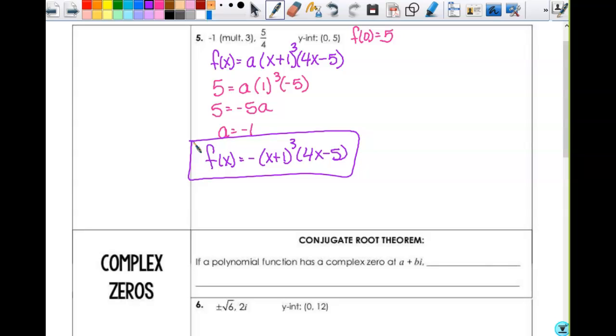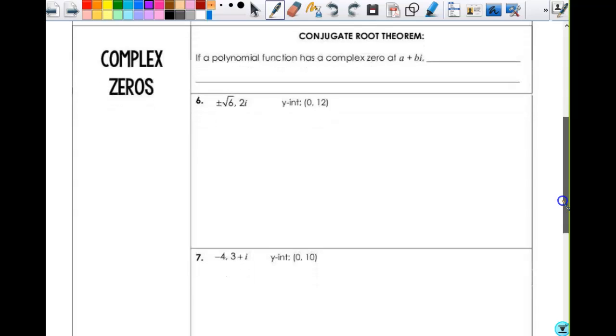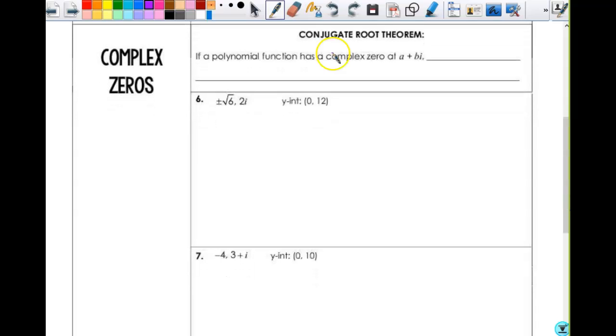Awesome. All right, so let's talk about our complex zeros. So we have the conjugate root theorem. Conjugate should not be a new word for you. If a polynomial function has a complex zero at a plus bi, where b does not equal 0, which basically means that it's going to be an imaginary number, then its conjugate, so if I have a plus bi, its conjugate is a minus bi, is also a complex zero.